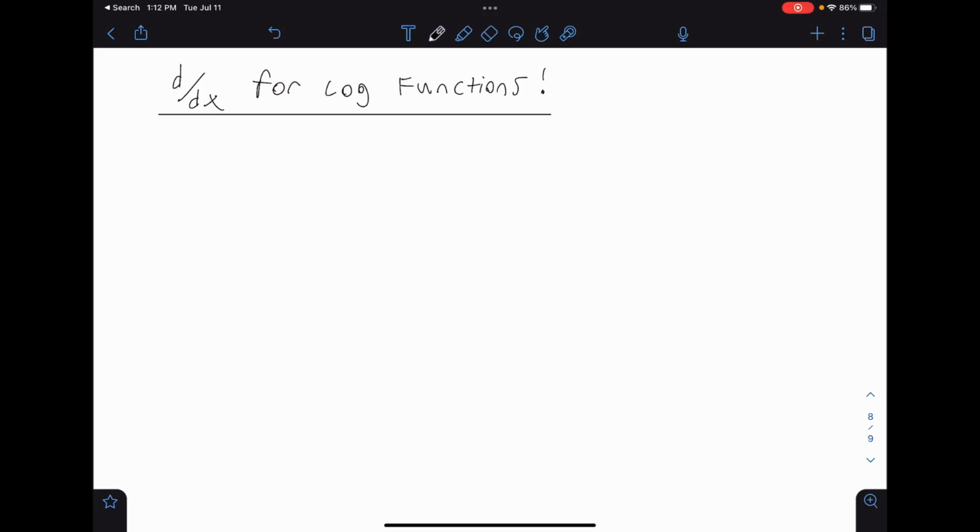So let's start with the log functions. The derivative of the natural ln of x is equal to 1 over x. But why? It's because you can use this general rule: the derivative of ln u, where u is just anything in the parentheses of your natural logarithm, is equal to u prime over u.